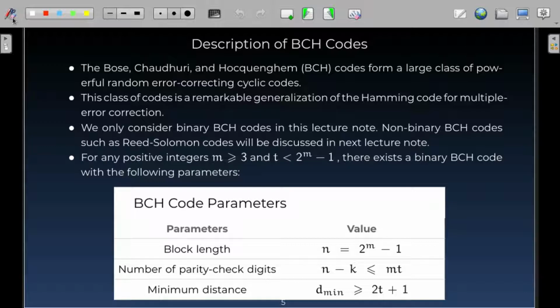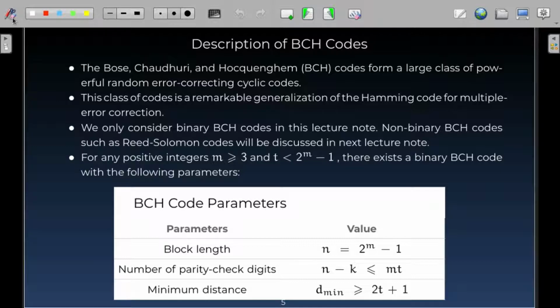Okay, they are basically cyclic codes. These codes are, you can say, a remarkable generalization of Hamming code for multiple error correction. We are in this lecture going to consider only binary BCH code, that is also called primitive codes. And non-binary codes like Reed-Solomon codes will be discussed in the next lecture.